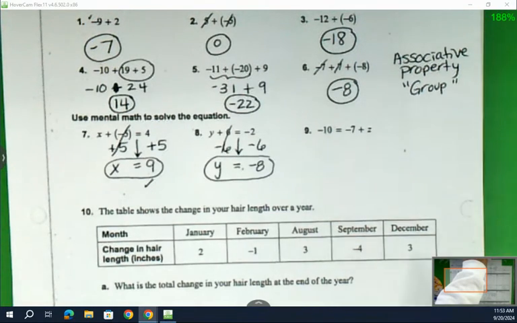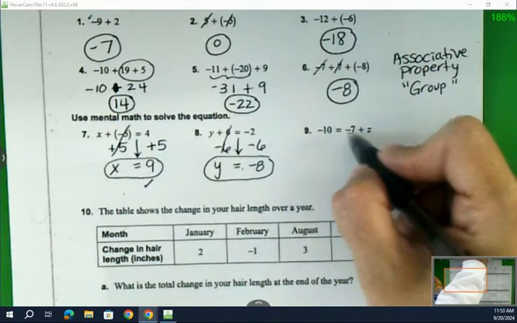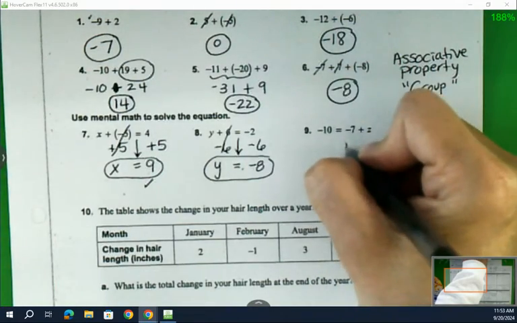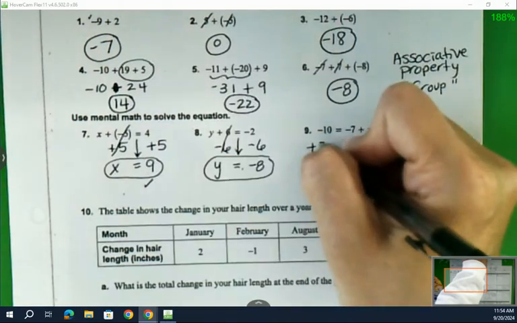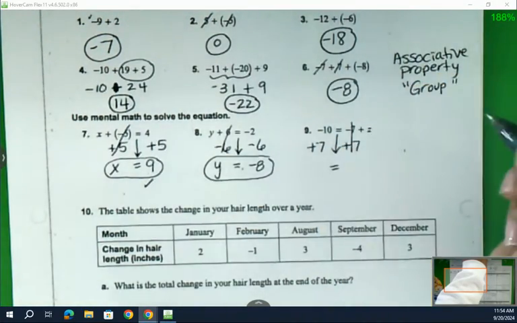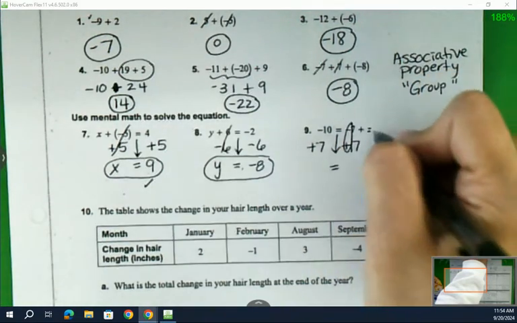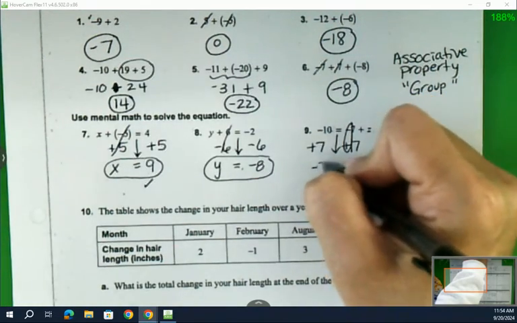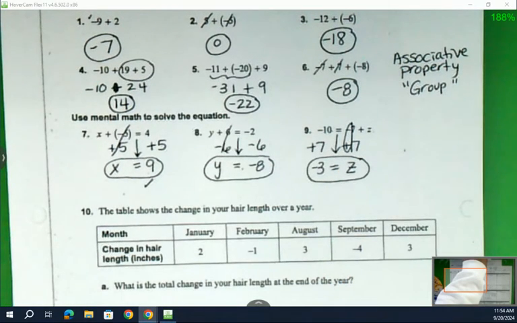And then in number 9, they have our variable on the end here, the z. So we are seeing what's happening to z to get z by itself. It's being added to -7, so the opposite would be to add 7. So we're going to add 7 to both sides, lining up that equal sign. Our negative 7 and 7 is our zero pair. We can actually make a 0 on there if we want to. And we get z by itself. And then -10 plus 3, well, that's -3. Okay, that's just some calculation work.